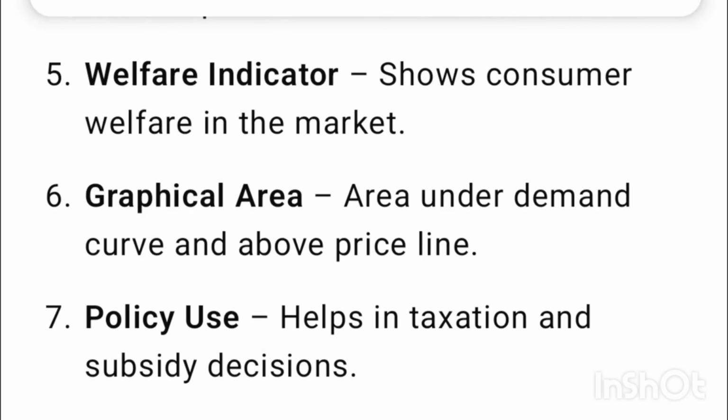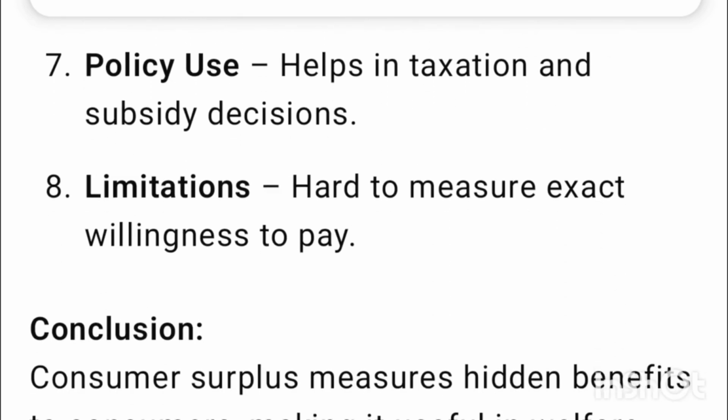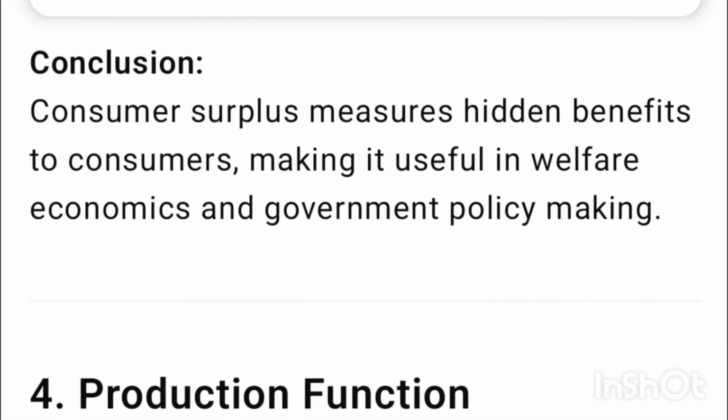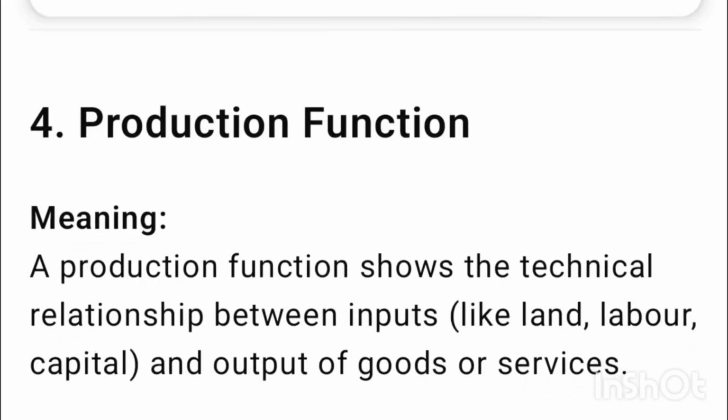5. Welfare indicator shows consumer welfare in the market. 6. Graphical area. Area under demand curve and above price line. 7. Policy use helps in taxation and subsidy decisions. 8. Limitations. Hard to measure exact willingness to pay. Conclusion. Consumer surplus measures hidden benefits to consumers, making it useful in welfare economics and government policy making.